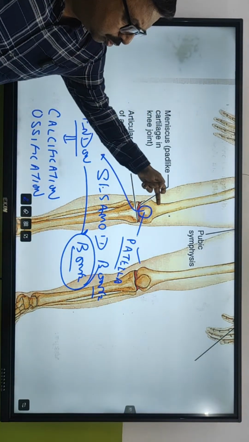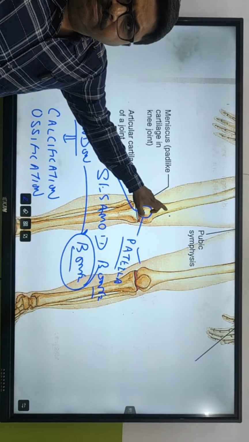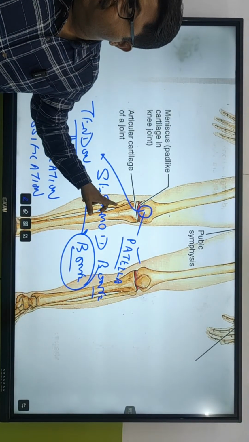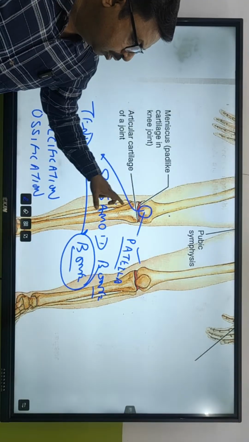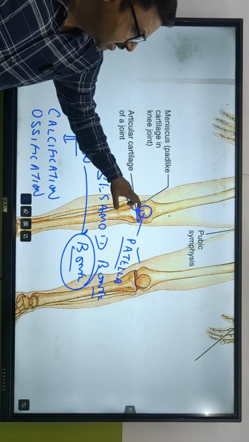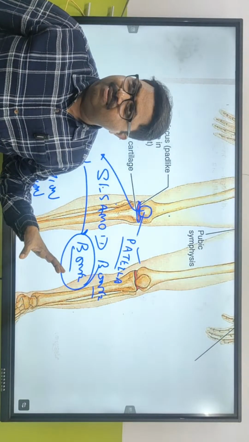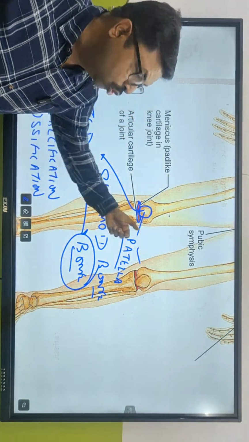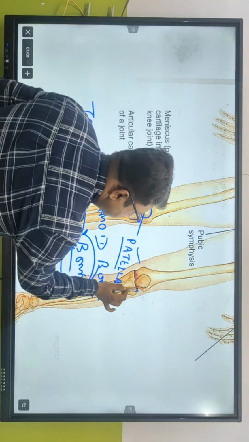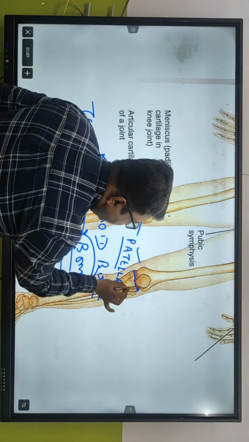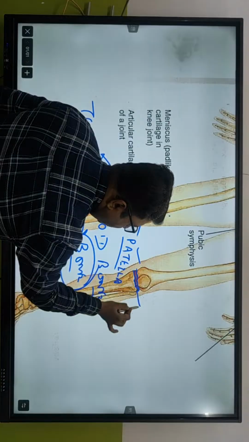Even over here, between the two, this is the femur, these are the tibia and fibula. Over here you can see a cartilage is still present. And what happens during osteoarthritis? This cartilage erodes off. And once it gets eroded, it is never going to come back.